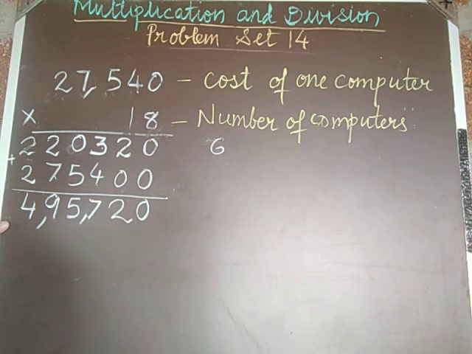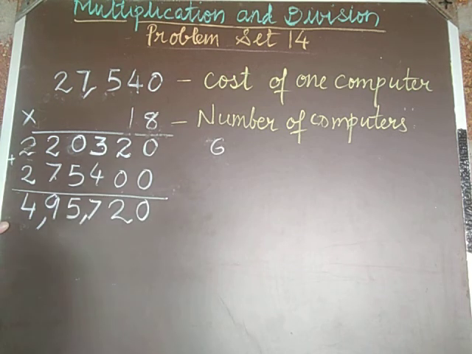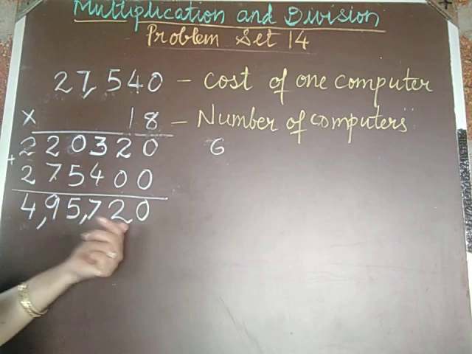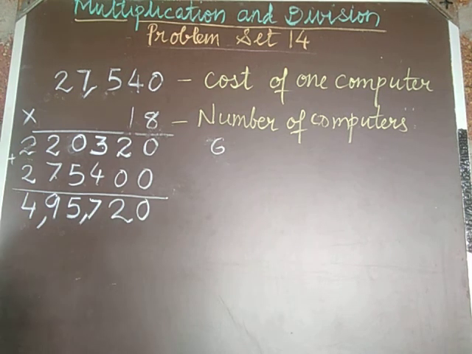Okay, what answer are you getting? The cost of 18 computers comes to around 4,95,720. Okay, isn't it a big number? Yes, it is a big number. So 4,95,720 rupees is the total cost of all the computers.